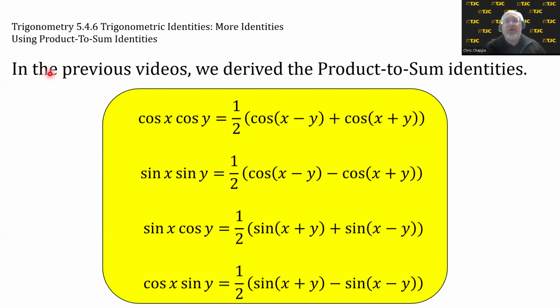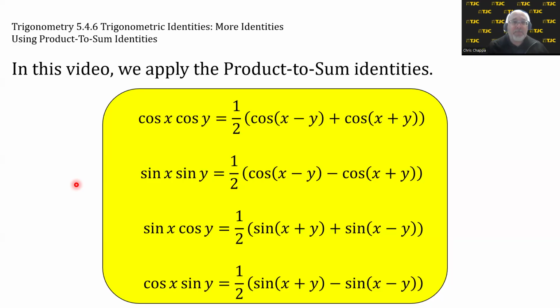In the previous videos, we derived the product to sum identities. Here you see all four of them. And you may recall, I blatantly said I do not have them memorized. I know how to derive them, and if I need to use them on the fly, I can rederive any of them. Or if I'm doing applied trigonometry somewhere, I can always look these up. In this video, we apply the product to sum identities.